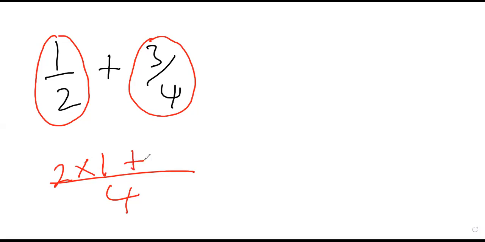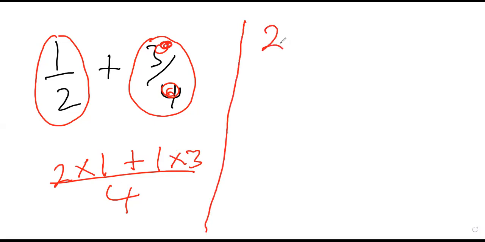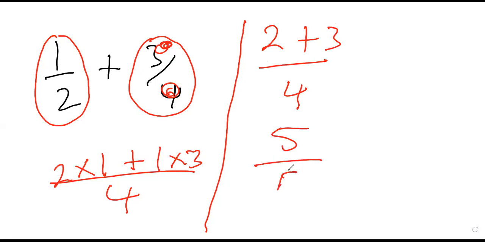You're still going to have the plus right there in the middle. And also you're going to say, how many 4s can we get in 4? It's just going to be 1. The 1 is going to multiply this numerator, so it's going to be 1 times 3, right? So in this case, we're going to have 2 plus 3 over 4, right? If we go further, 2 plus 3 is 5, so it's going to be 5 over 4, right?